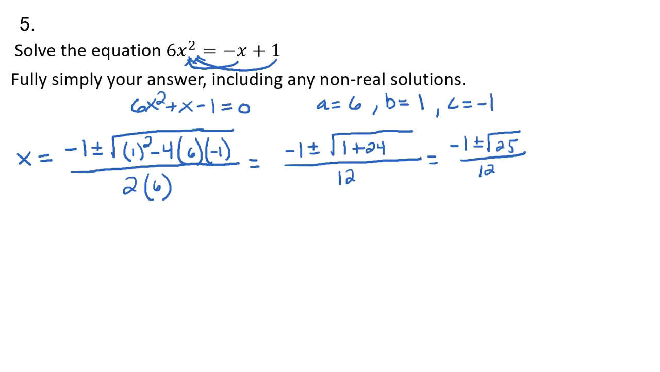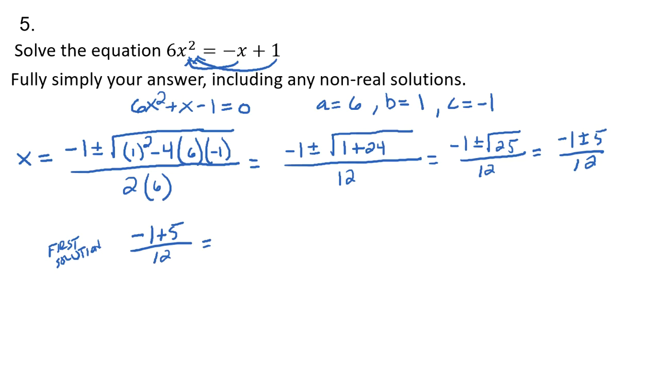Then we end up with negative 1 plus or minus, that's a perfect square, so plus or minus 5 over 12. So now we actually can break this down. We have two solutions. So the first one will have negative 1, let's take plus 5, divided by 12, and that's equal to, let me make sure I write this down, this is the first solution, or solution number 1.